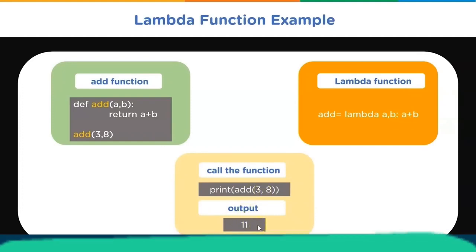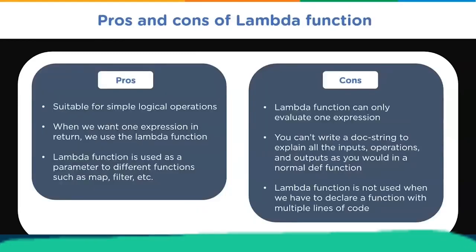Now you can see that instead of using the def keyword, we have used the lambda keyword, and there is no parenthesis required. Anything after the lambda keyword is treated as a parameter or argument. So we use a colon to separate parameters and the expression. In our case the expression is a plus b. Now moving ahead, we'll look at the pros and cons of lambda functions.